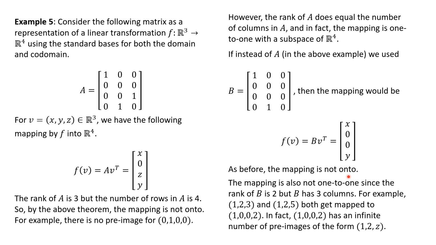Now we have the rank of B is 2, but we have 4 rows. The mapping is also not 1-to-1 since the rank of B is 2, but B has 3 columns. So for example, 1, 2, 3 and 1, 2, 5 both get mapped to 1, 0, 0, 2. In fact, 1, 0, 0, 2 has an infinite number of pre-images of the form 1, 2, and then Z. You can put anything you want in there because it gets mapped to 0. Okay, so our theorem, the second theorem in the previous slide, checks out for both of these examples.